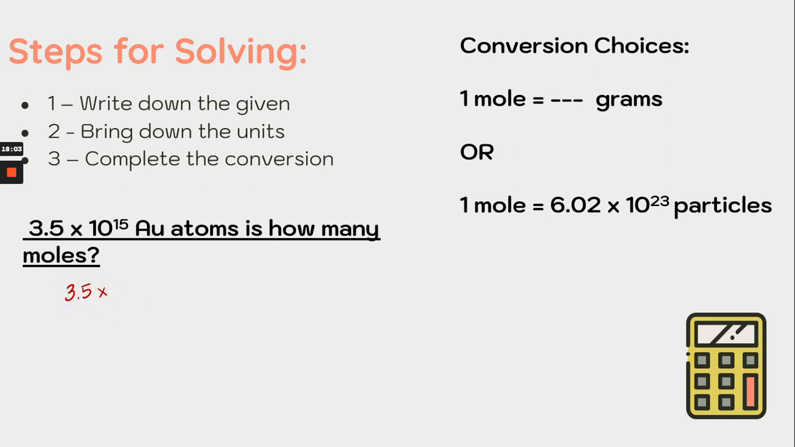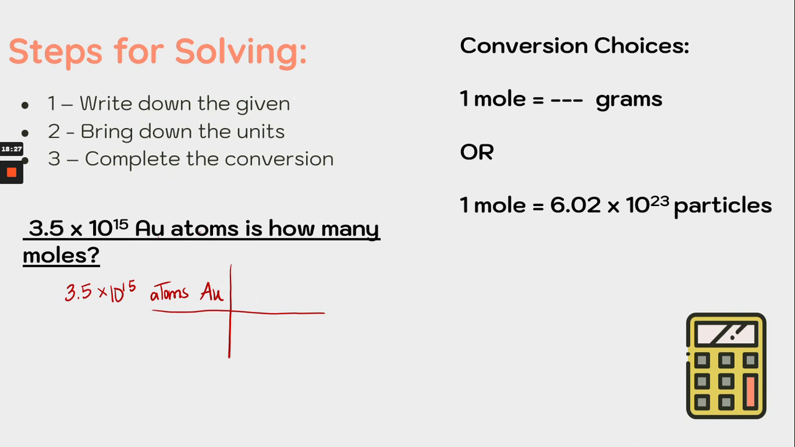3.5 is my given, times 10 to the 15th, and this says atoms of Au. Now, a lot of times people see that scientific notation number in a problem and they freak out. Guys, don't freak out. It's just a big number. That's all it is, right? You don't treat this any differently than anything we've ever done. This is just the given, and you write it down.